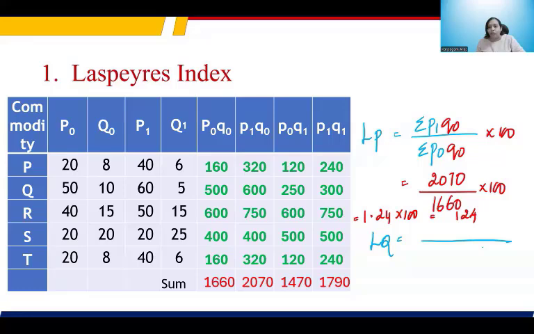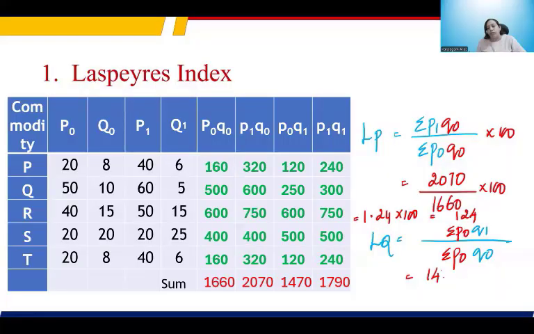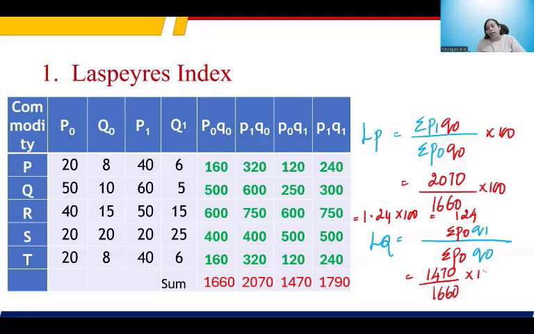Here the quantity index Q0 to Q1. And what happens to the price? Lazy Laspeyres. The person does not update the price over here. So you can see for the quantity and the price, the opposite of it. So this will give a summation of P0 Q1, 1470, upon P0 Q0, 1660, multiplied by 100.